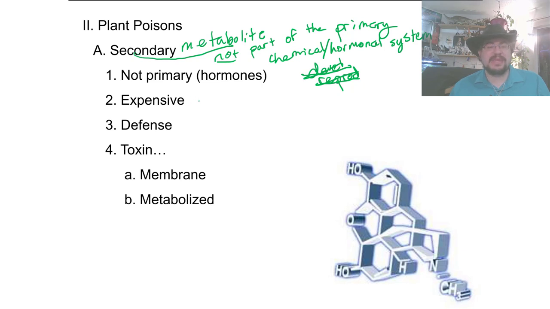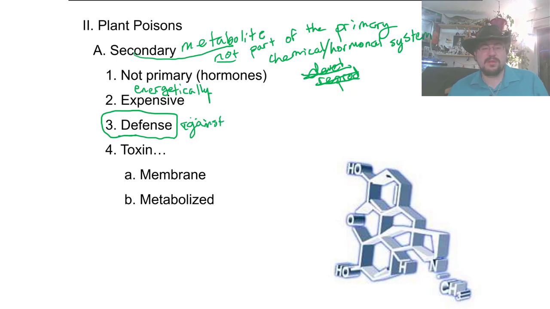These are energetically expensive to produce, right? That costs us lots of them precious ATPs. A plant has to devote a fair amount of energy to producing enough poison to protect it. Right? And these plant poisons are obviously for defense, primarily defense against herbivory. An important part of plant poisons is that the toxin does not affect the plant, right? We don't want to poison ourselves when we're producing a poison to defend us against herbivory.